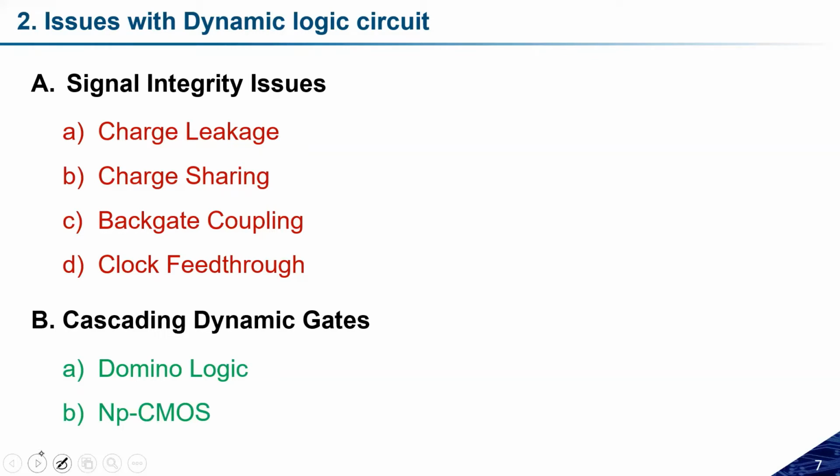You may be knowing the domino effect, right? So the same kind of concept has been utilized here to overcome this cascading problem. And there will be NP-CMOS. So what is this NP-CMOS? I will tell you. Okay, so these are some issues, and some solutions of the cascading of the dynamic logic gates. So let us discuss one by one.